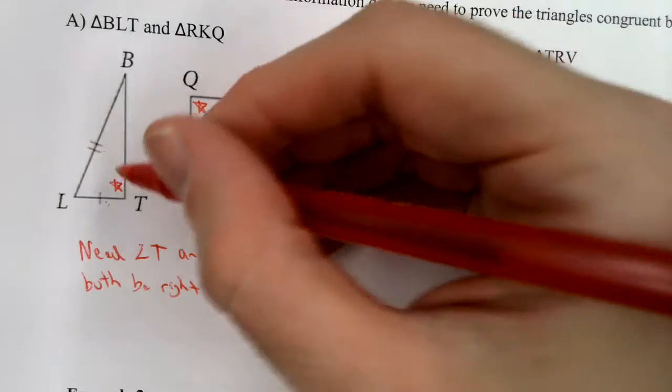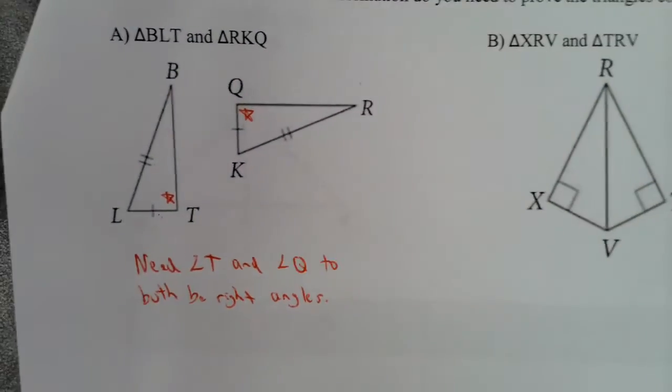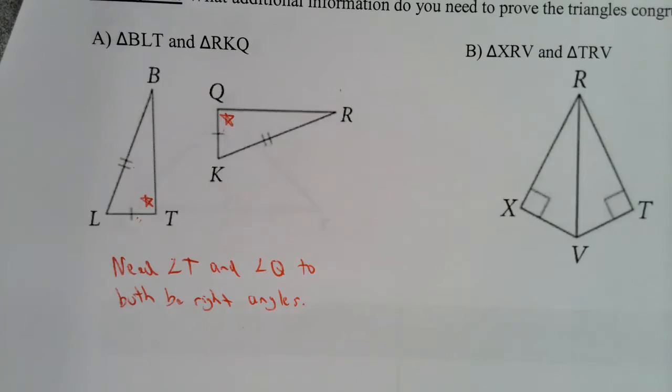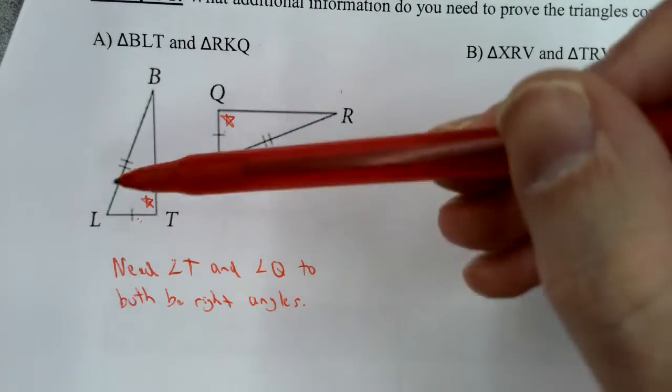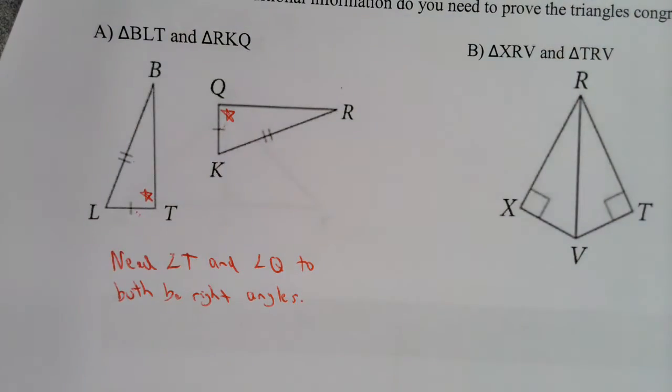If these are right angles, then you do have enough for HL, because you already have that leg congruent to that leg, and you have that hypotenuse congruent to that hypotenuse. But you need to know you have right angles, and therefore right triangles.